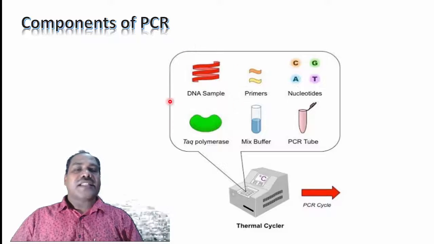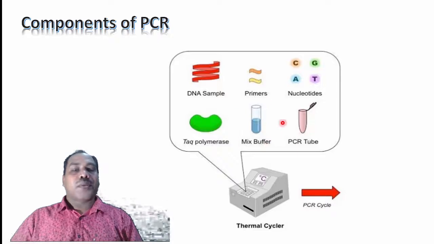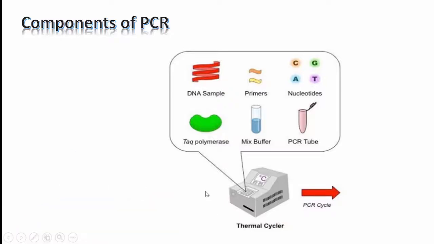It requires the DNA sample, then the primers, nucleotides and the enzyme DNA polymerase, that is Taq DNA polymerase, and buffer systems and PCR tubes, and this is the thermal cycler. These are the requirements of this PCR.